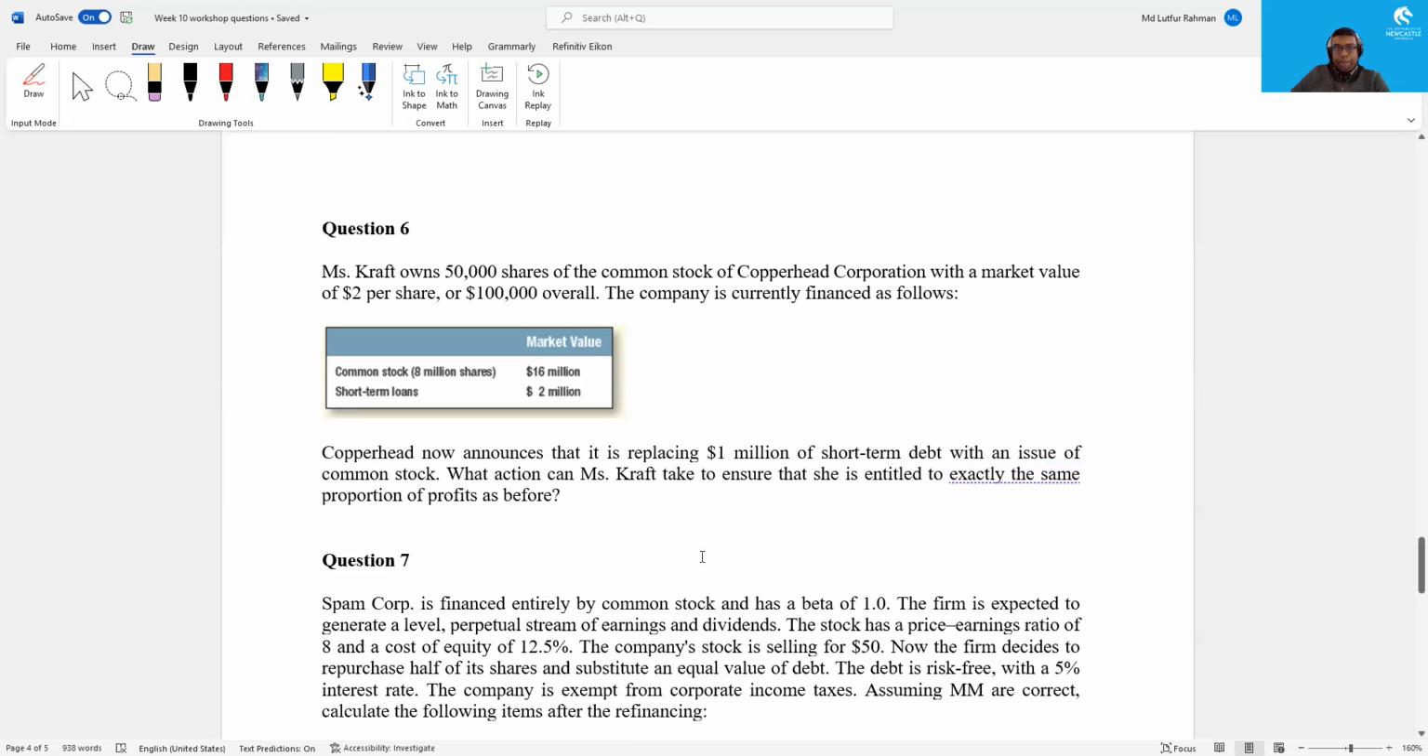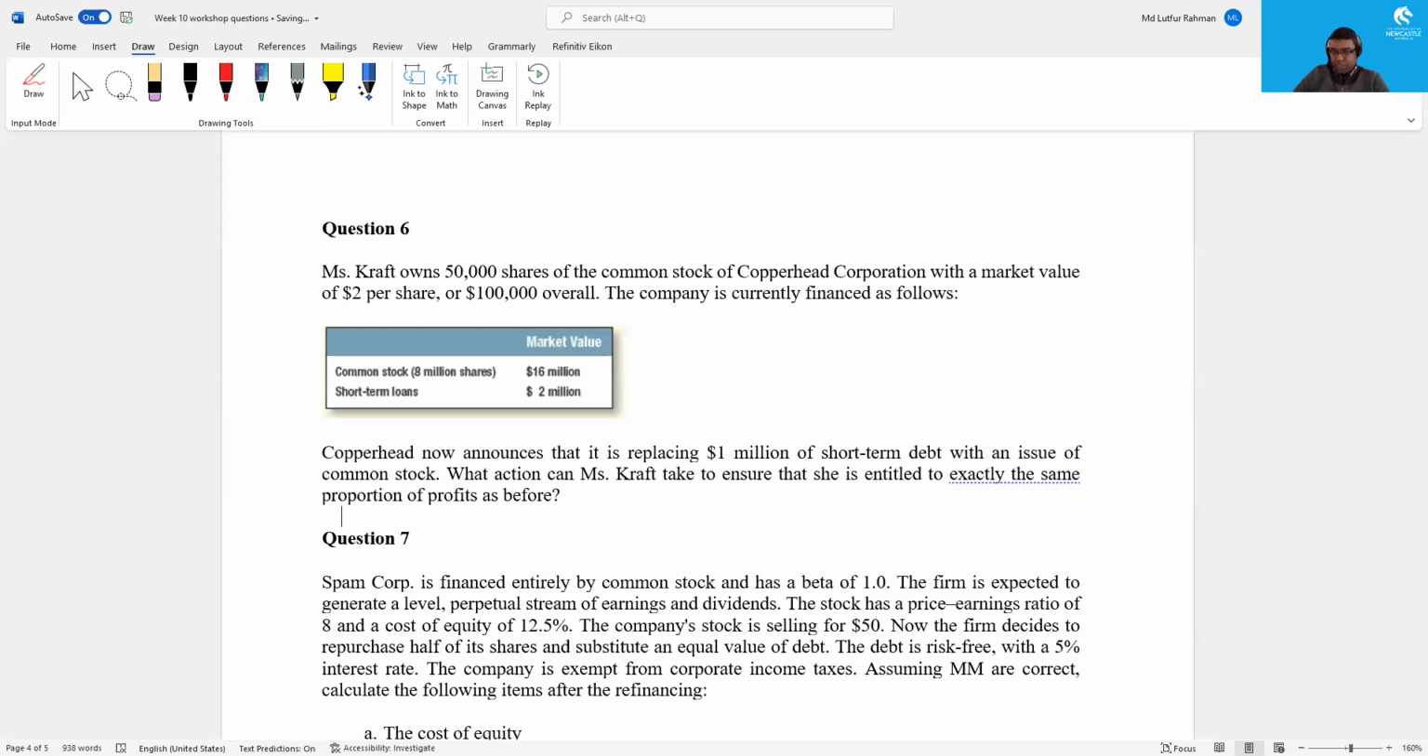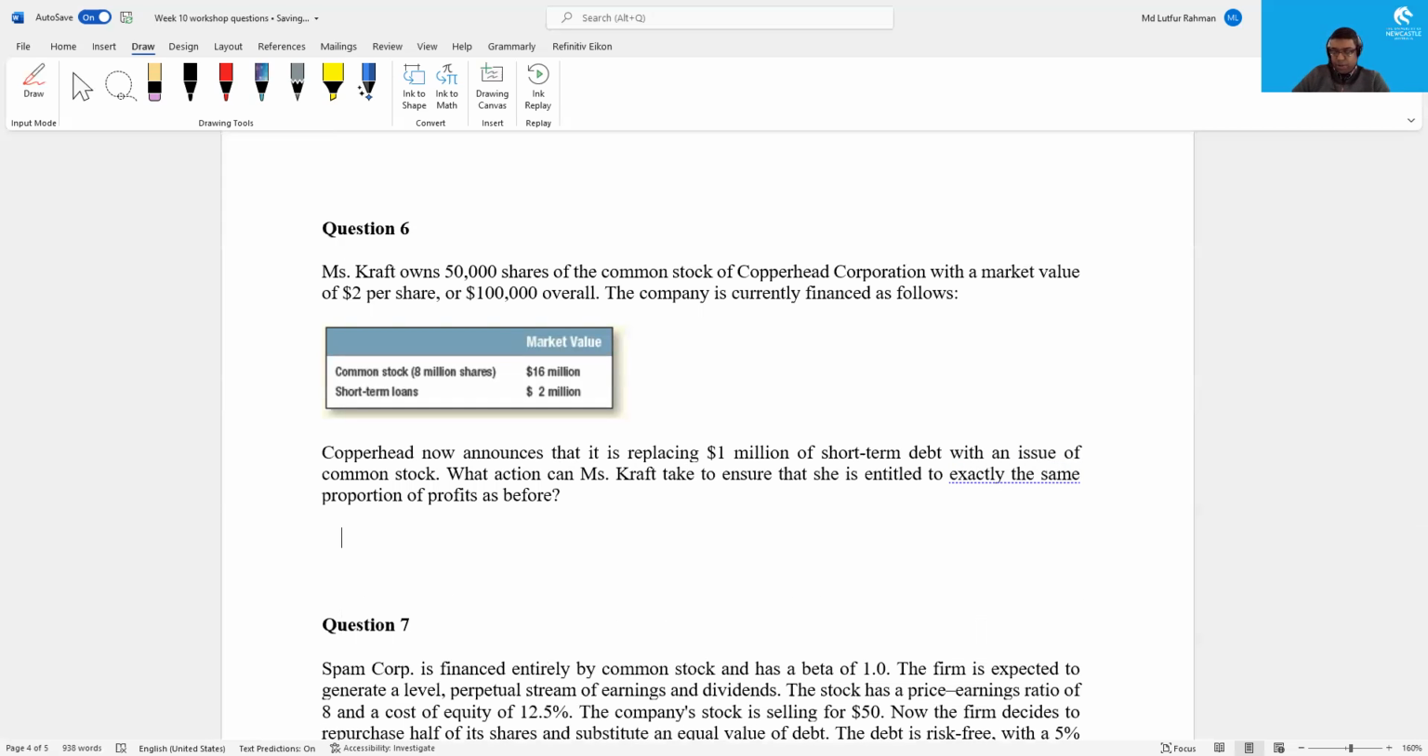Look, Ms. Kraft owned 50,000 shares. Am I right? Out of 8 million. If you calculate this, it will be 0.625%. So this is her proportion of ownership, and this will be her proportion of entitlement for the dividends too. Now, since the company is issuing additional common stock, if she doesn't buy additional common stock, her proportion of ownership will decline, right?